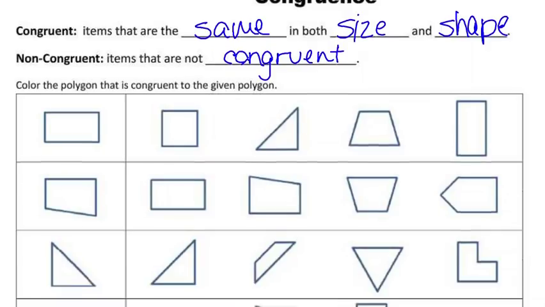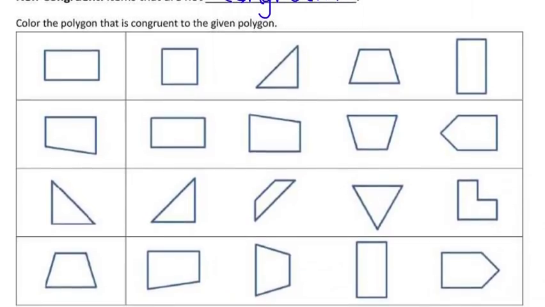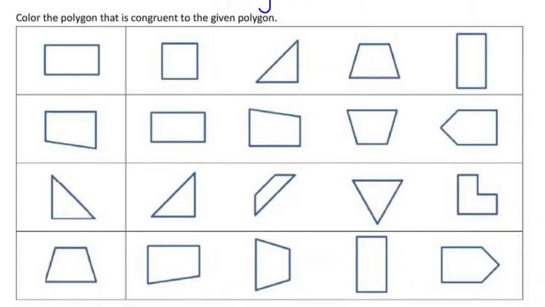So let's look at these shapes that we have here, and we're going to color the polygon that is congruent to the given one. If we look at the first one, that rectangle, the congruent shape is this far one, and it's actually the exact same shape. All I did was copy and paste it and turn it, but it looks like it's a little bit skinnier in the colored shape, but it's actually not. It's exactly the same. Your eyes are just playing a trick on you.